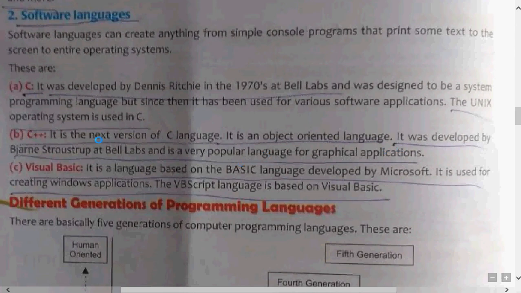Next and last programming language that we are going to discuss is Visual Basic. It is a language based on the Basic language developed by Microsoft. Basic, QBasic, GW-Basic, Visual Basic, Visual Basic .NET: these are all programming languages developed by Microsoft, and Visual Basic .NET is the latest. I think VB.NET 2019 is the latest version of Visual Basic.